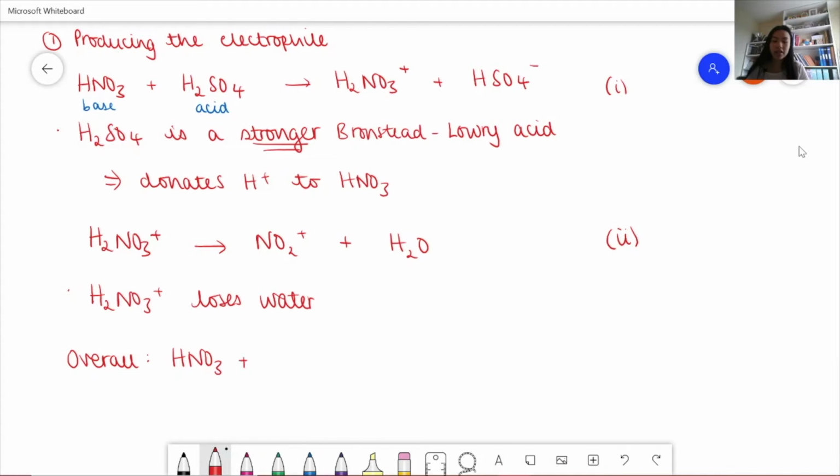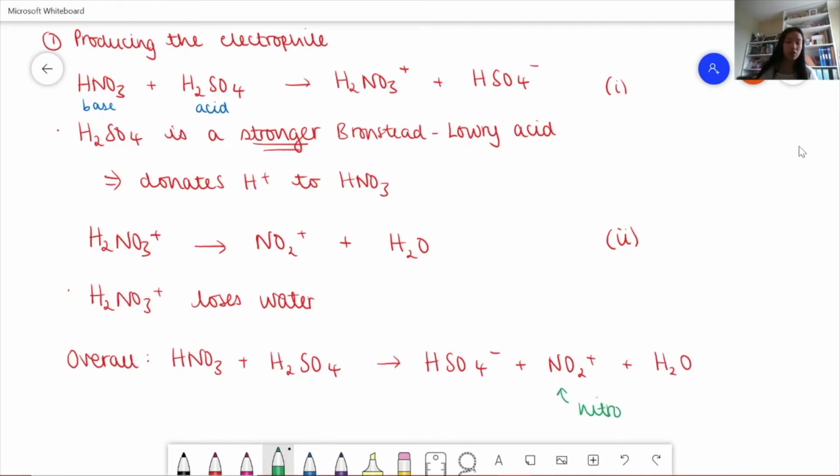nitric acid added with sulfuric acid. So remember, they both have to be concentrated. They produce HSO4 minus and NO2 plus and water. So again, this NO2 plus is what we call the nitronium ion. And this is what's going to act as the electrophile in the reaction.